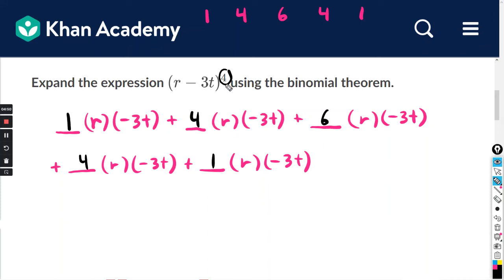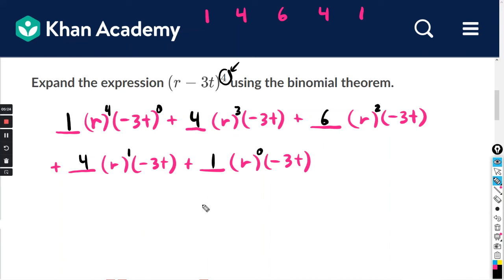Okay, so since this is to the 4th power, I'm going to start with the 4th power on r, and then the 0 power on negative 3t. Okay, the exponents always have to add to 4 each time. So the exponents on the r are just going to count down. We started with 4, then on this one it's going to be 3, then on this one it's going to be 2, then on this one it's going to be 1, then on this one it's going to be 0.